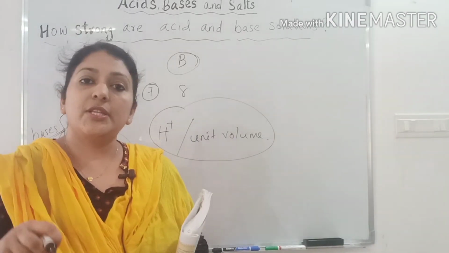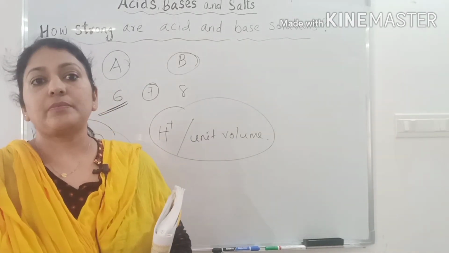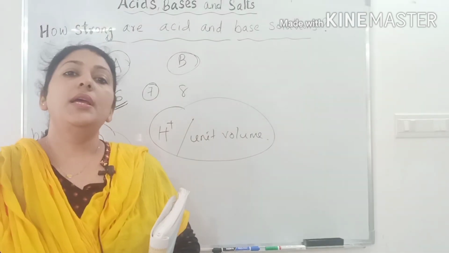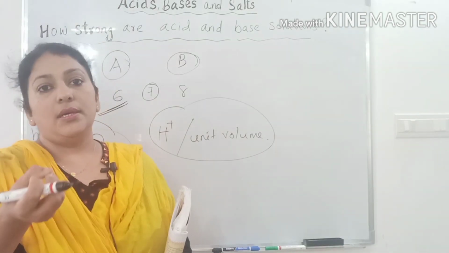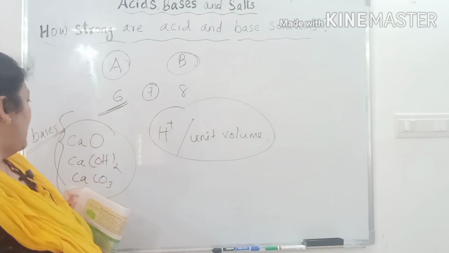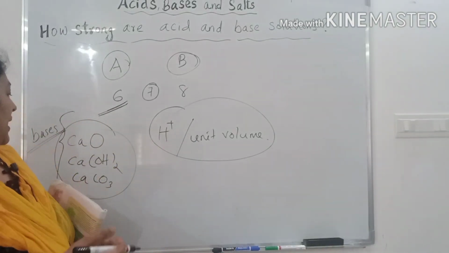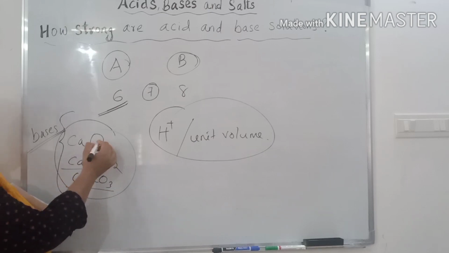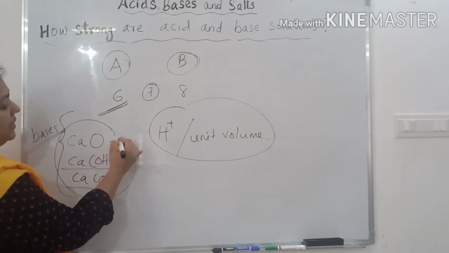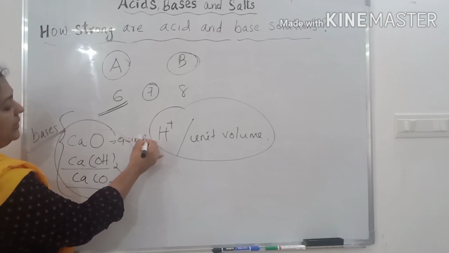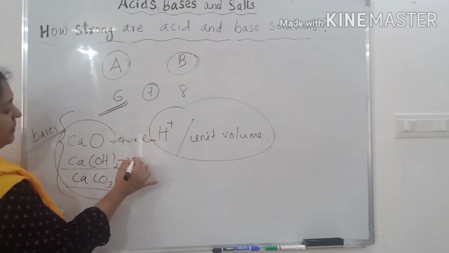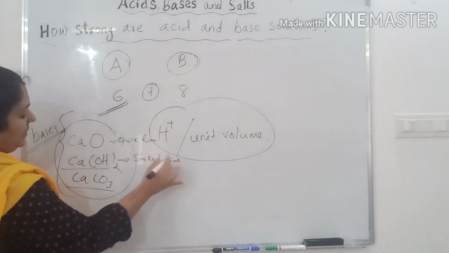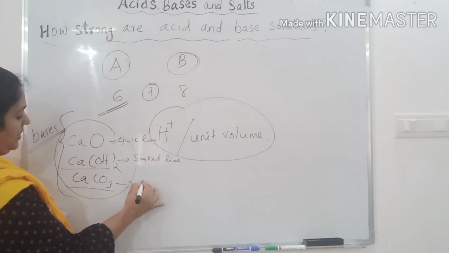Definitely when the soil becomes acidic. To neutralize the excess acid produced in the soil, farmers can use weak bases like calcium oxide, quicklime, calcium hydroxide, slaked lime, and calcium carbonate, limestone. Common names, okay, you know that. Quicklime is calcium oxide, slaked lime is calcium hydroxide, and limestone is calcium carbonate.